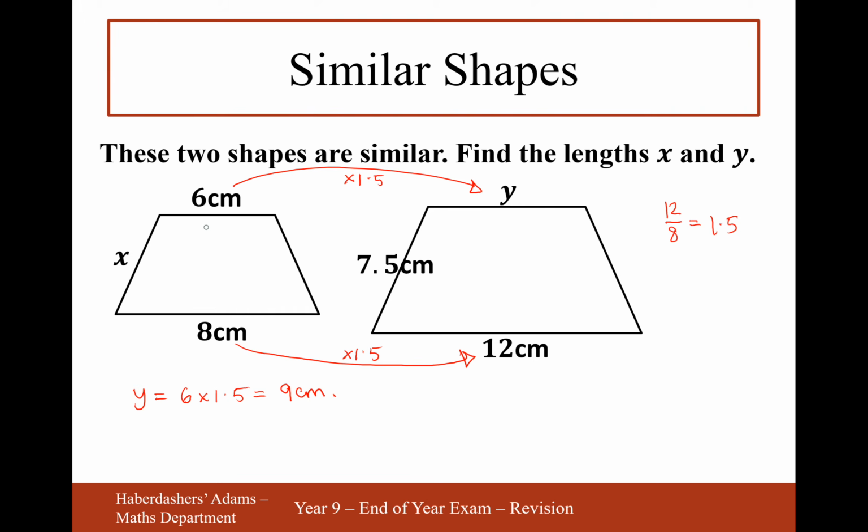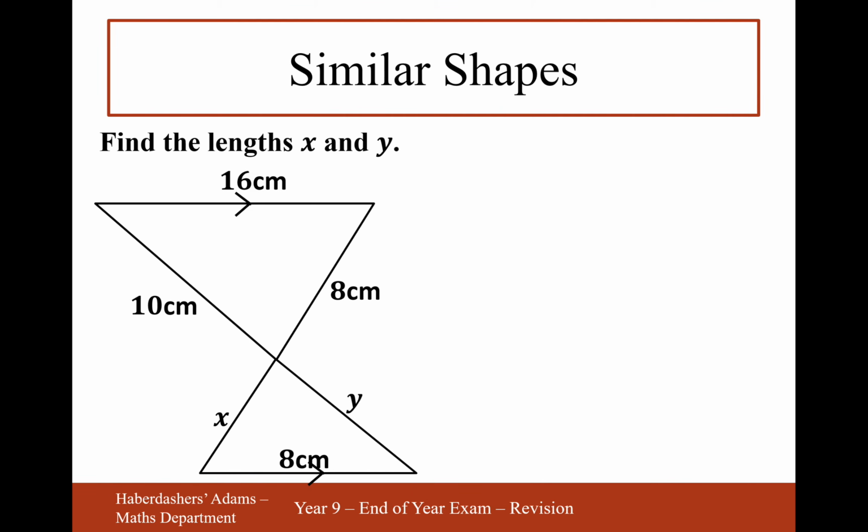And then for x, how do I go from a bigger side to a smaller side? I divide by 1.5. It's exactly the same scale factor ratio, but we're going backwards and doing the opposite. So we divide by 1.5. 7.5 divided by 1.5 on the calculator gives me 5 centimeters. So x is a side of 5 centimeters.